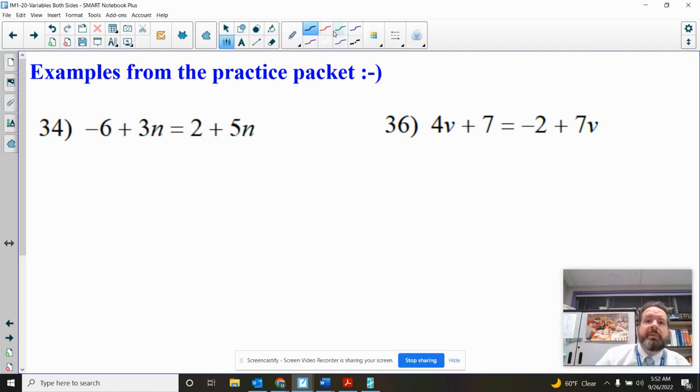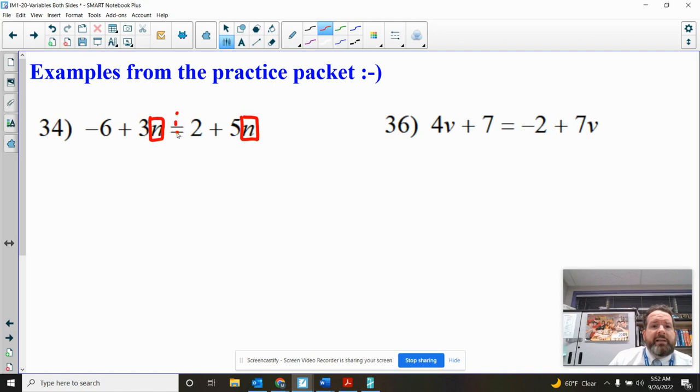Okay, for the first, I would like you to make sure you try this on your own first, and then unpause when you're ready to check your work for number 34. First thing to notice, I've actually got n's in two different places.